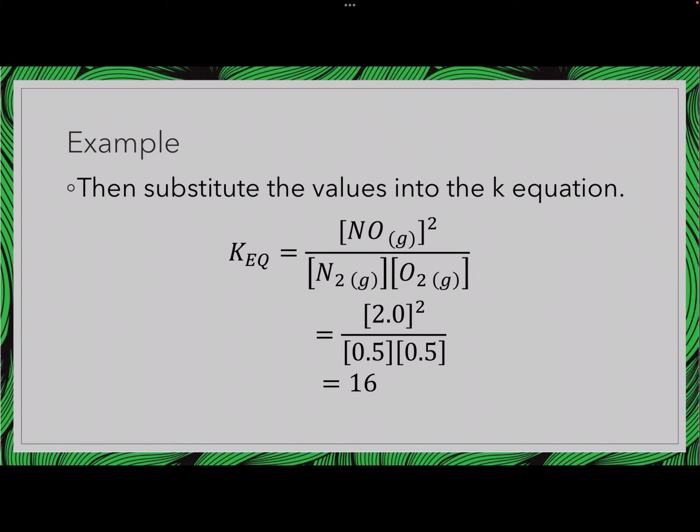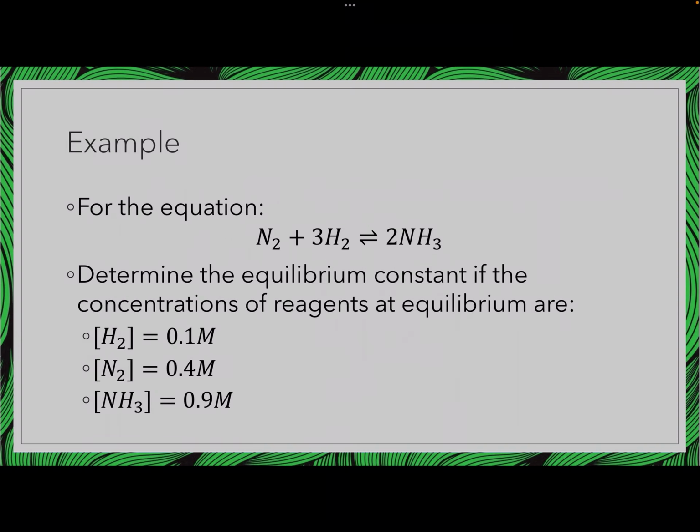Basically, what that shows is that it favors the products, because it's a number greater than 1. So there's more products than there are reactants. In this case, it's about 16 times the number of products to reactants. That's not always going to necessarily be the answer, but in this case, it's about 16 times. So let's try another one.